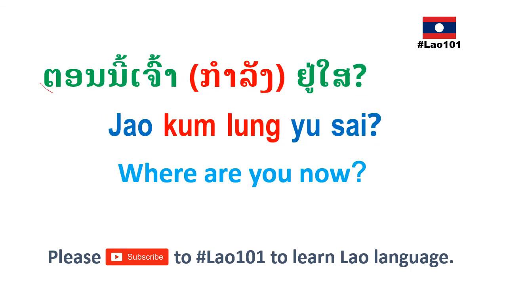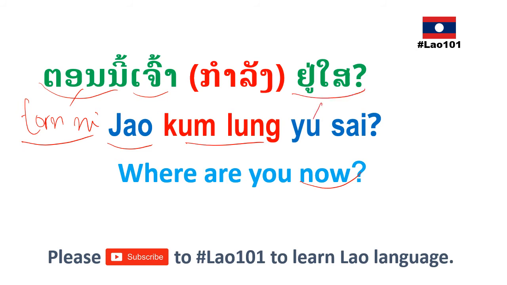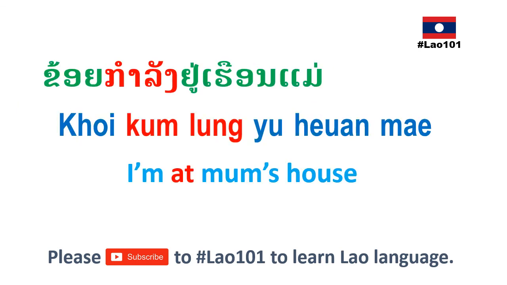ตอนนี้ means now. I forgot to put it here. ตอนนี้เจ้ากำลังอยู่ไส. ไส means where. ตอนนี้เจ้ากำลังอยู่ไส, where are you now? ข้อยกำลังอยู่เฮือนแม่. เฮือน means house, แม่ means mom. ข้อยกำลังอยู่เฮือนแม่, I'm at mom's house.